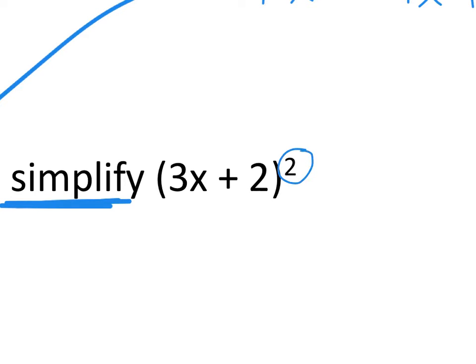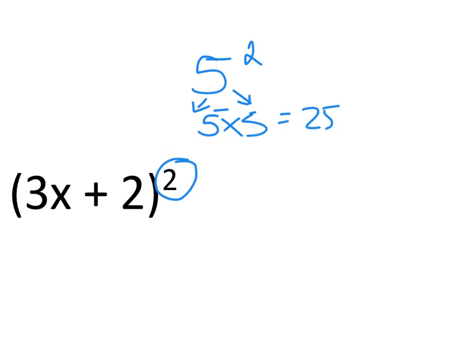But what I want you to know right now is what that means. What does the power of 2 mean? What if I wrote this, 5 to the power of 2? Does that mean 5 times 2? Absolutely not. It means multiply it by itself 2 times. So 5 times 5, 25. So what about if I wrote 5 to the power of 3? What does that mean? It means 5 times 5 times 5. 3 times. 1, 2, 3.